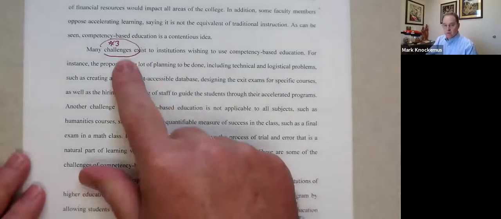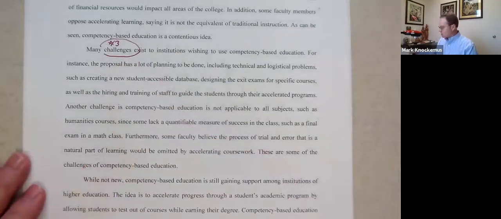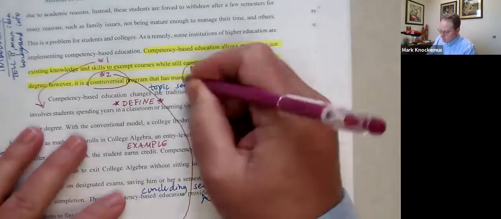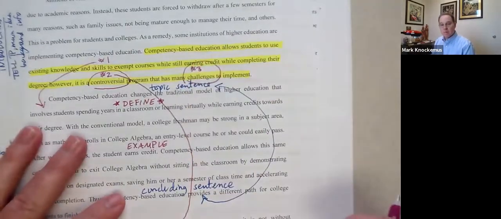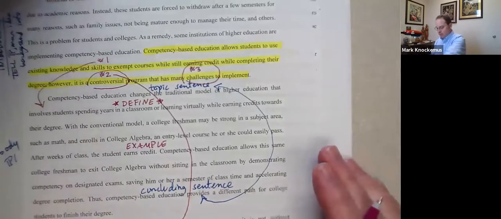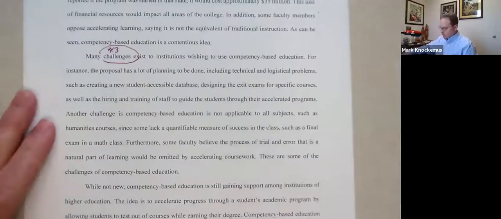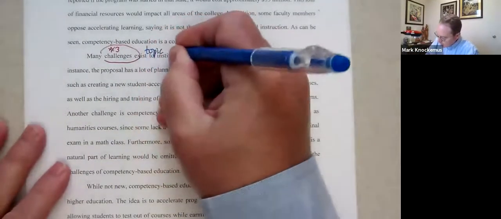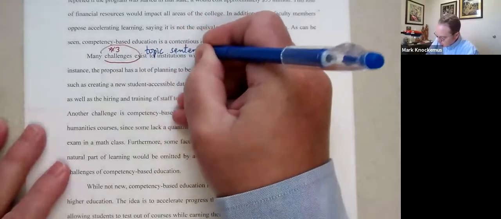Here's my third topic of discussion, challenges. Where did it come from? The third point, the third topic in my thesis statement, following the rule of three. So just as before, that's going to generate my topic sentence.